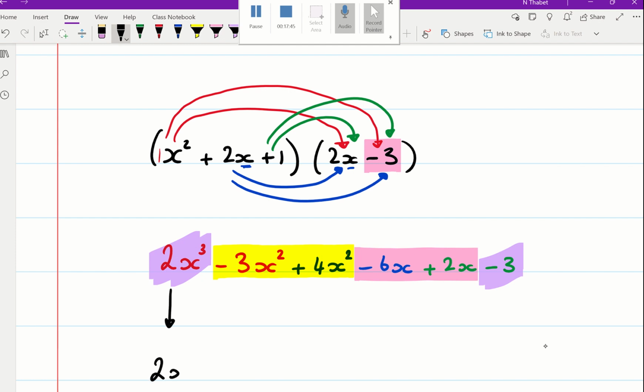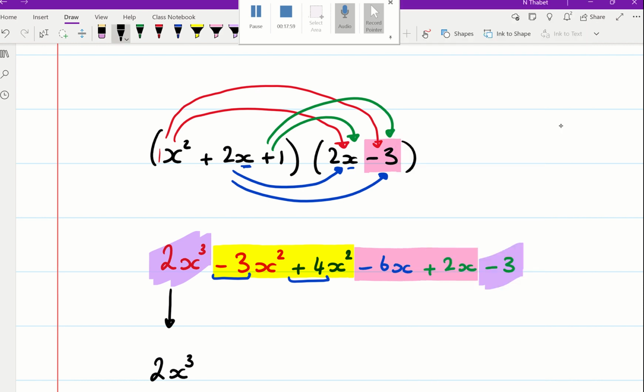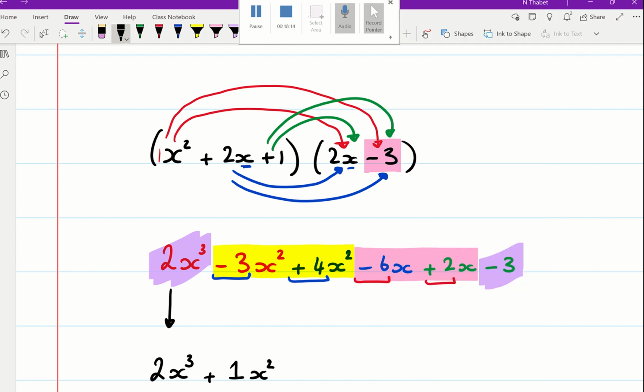So my final answer is 2x cubed. And then you get the calculator and you type just what you see. Minus 3 plus 4. It's a 1. That's a plus number, a positive number. So plus 1x squared. And then you type what you see, minus 6 plus 2. Minus 6 plus 2 is minus 4. So it's minus 4x and then minus 3.